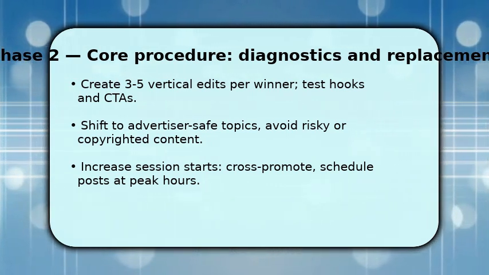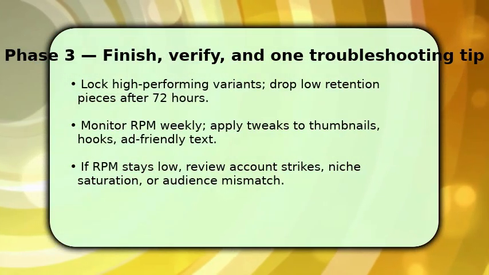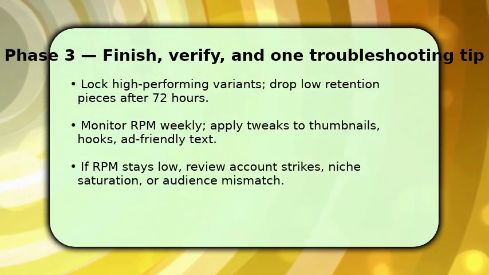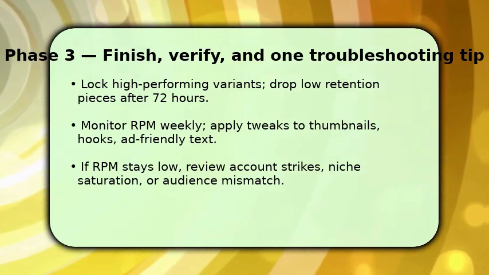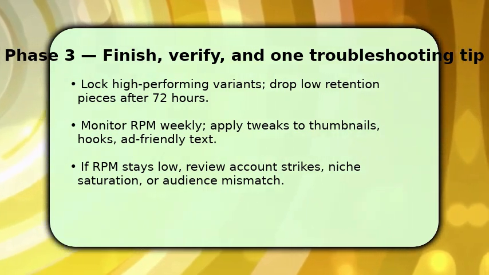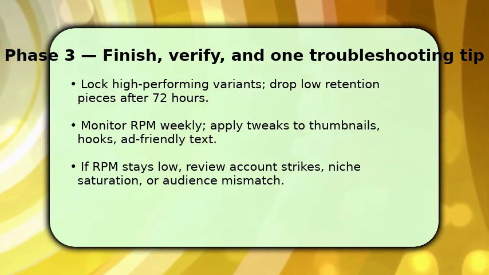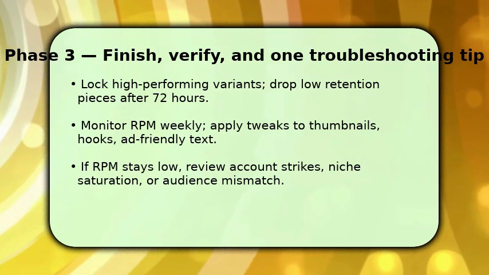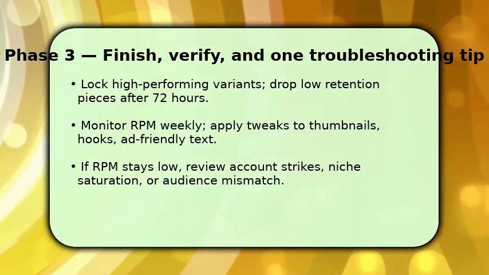Finally, lock the consistently high-performing variants and pause the low-retention edits after about 72 hours of testing. Once locked, iterate thumbnails, first-frame text, and pacing to eke out more watch time and ad impressions. Small gains compound. Make sure to monitor RPM weekly and compare against impressions and CPM trends.